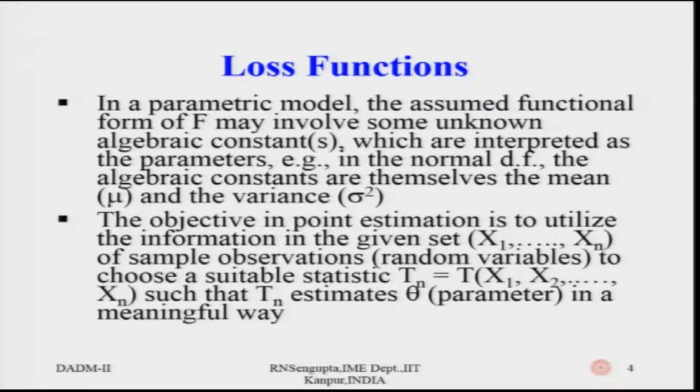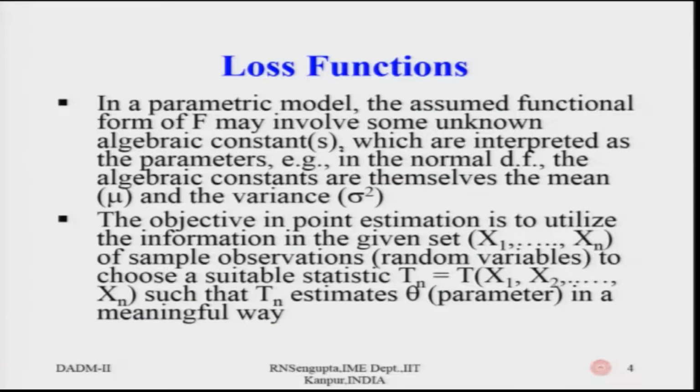Now, in a parametric model, the assumed functional form of f may involve some unknown algebraic constants, which are interpreted as the parameters, as I said. For example, in the normal distribution, you have the mean, which we generally denote by mu, and standard deviation sigma. These are generally the parameters, mu and sigma. Similarly, in the exponential distribution you have a and theta, in the Poisson distribution theta, in the binomial distribution n and p. So, there are different parameters for each distribution, which, as I am mentioning again, are unknown from the population.